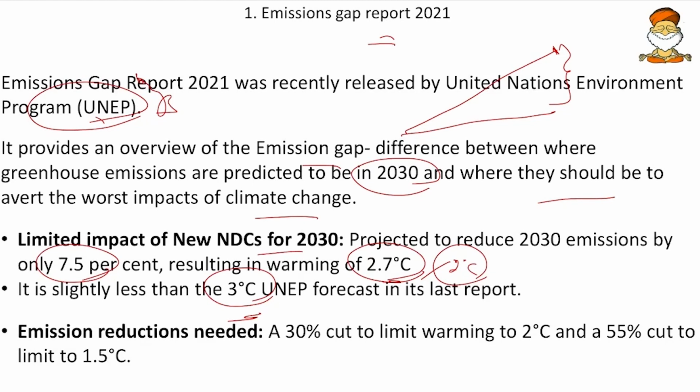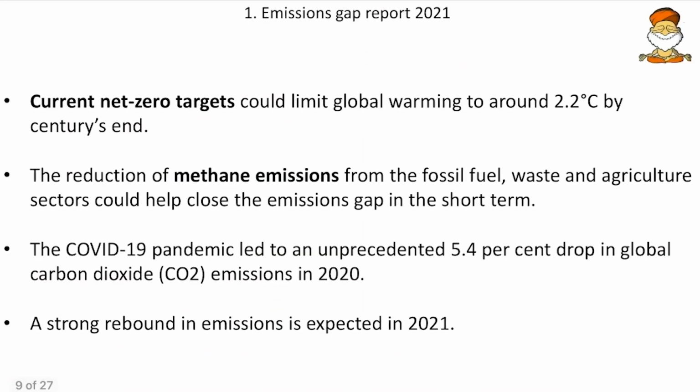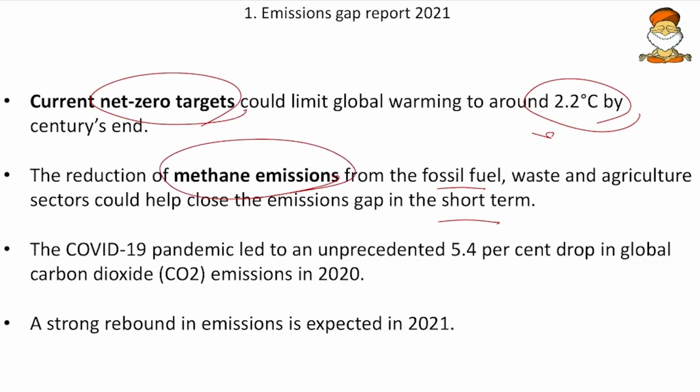Then, emissions reductions are needed. So a 30% cut in emissions is required to limit the warming to 2 degrees Celsius and a 55% cut is required to limit it to 1.5 degrees Celsius. So a huge cut is required. That is what the report says. Then the current net zero targets could limit global warming to around 2.2 degrees Celsius by the century's end. So by 2100, we will be having 2.2 degrees Celsius if you go with the net zero targets. Then the reduction of methane emissions from the fossil fuel, waste and agriculture sectors could help close the emission gap in the short term. So that means methane is a major contributor to global warming, and if we curb the emission of methane, we can achieve the targets easily.